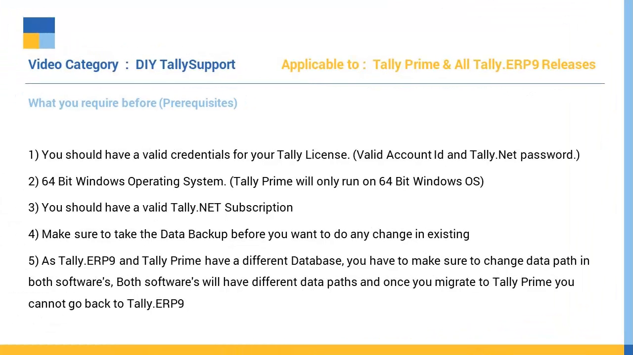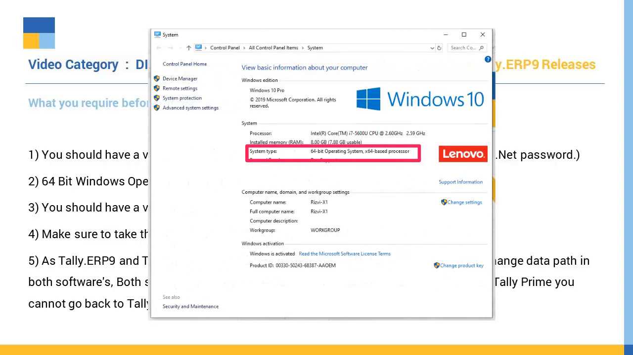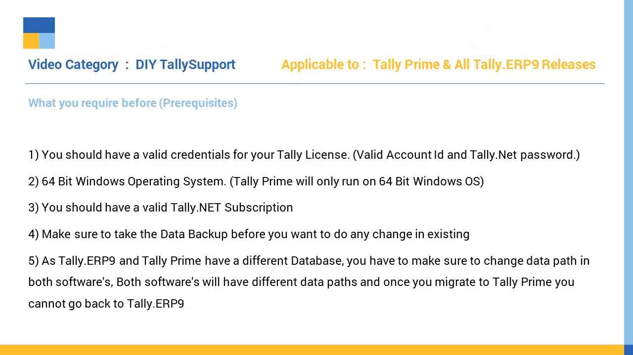1. You should have valid credentials for your Tally license. Valid account ID and Tally.net password. 2. 64-bit Windows operating system. Tally Prime will only run on 64-bit Windows OS. 3. You should have a valid Tally.net subscription.